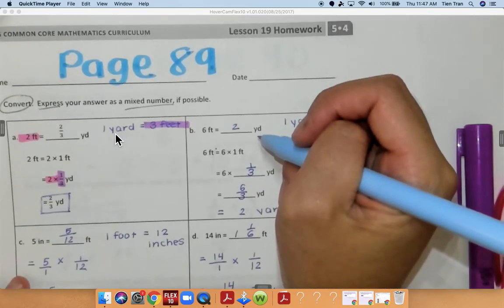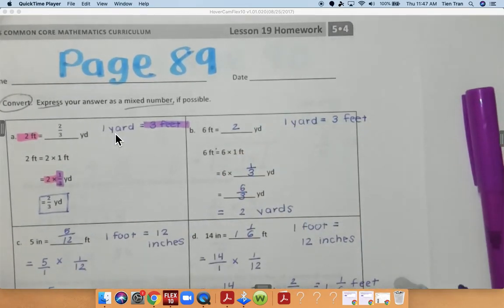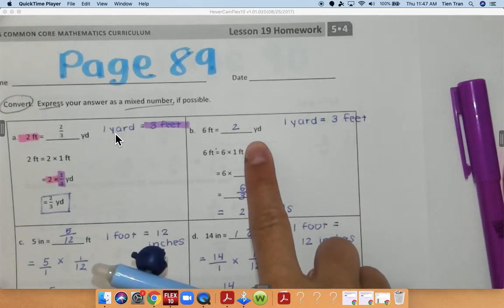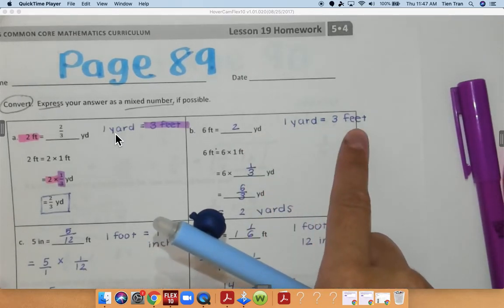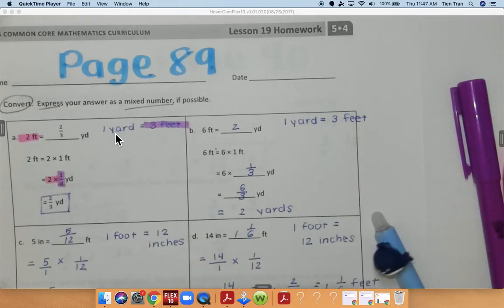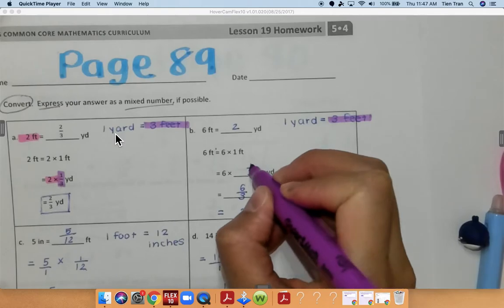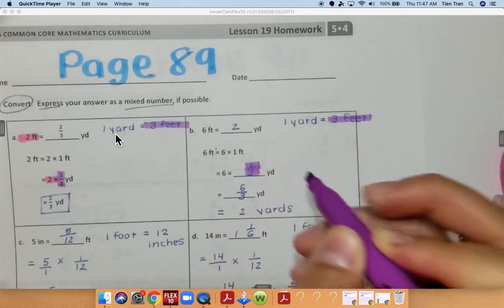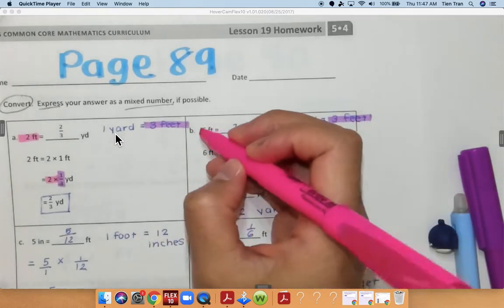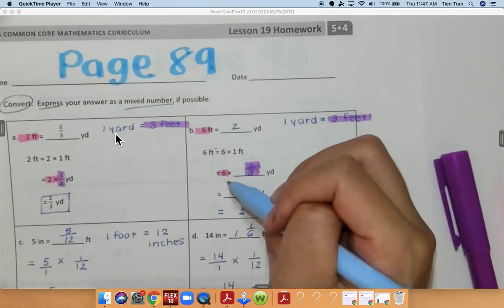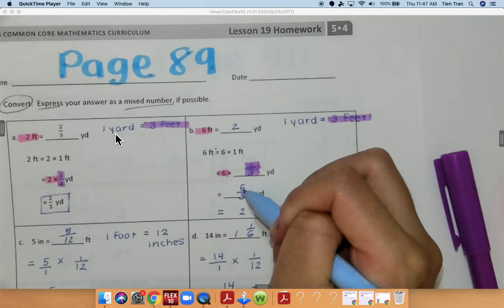Okay, problem letter B. We have here 6 feet, and we're converting it to yards. So I have 1 yard is equal to 3 feet. So again, I'm going to make sure that I am writing it for feet. So I have 1/3 of a yard. And where does the 6 feet come from? It comes from what is already given to you. So you're multiplying that. 6 times 1 is equal to 6.